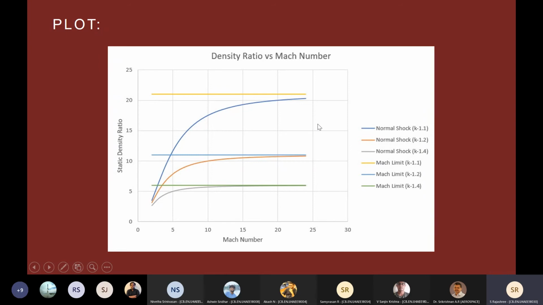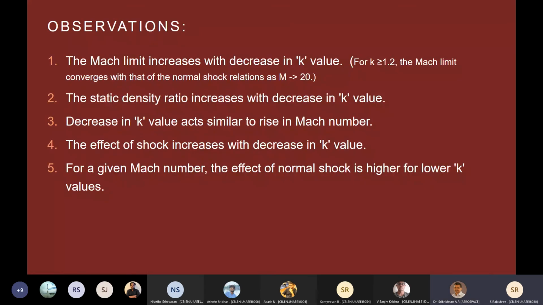The first one being, if you look at the graph and where the Mach limit converges better, as the gamma value increases, the convergence is also much stronger at a lower Mach number. At say an arbitrary Mach number of 20, for gamma equal to 1.2 and 1.4, the Mach limit converges with the normal shock relation for the static density ratio, while it does not do so for much lower values of gamma, which is one major observation that we can make.